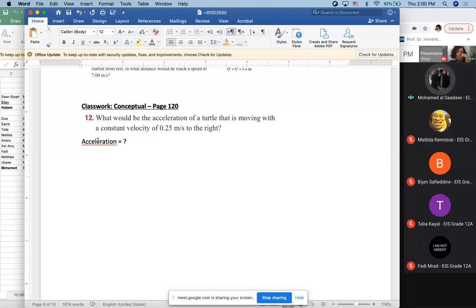It's not necessary to write the given. But remember, this is a conceptual question, so it's not problem solving. Probably you can tell without calculating, and as you can see, you don't have a lot of given.